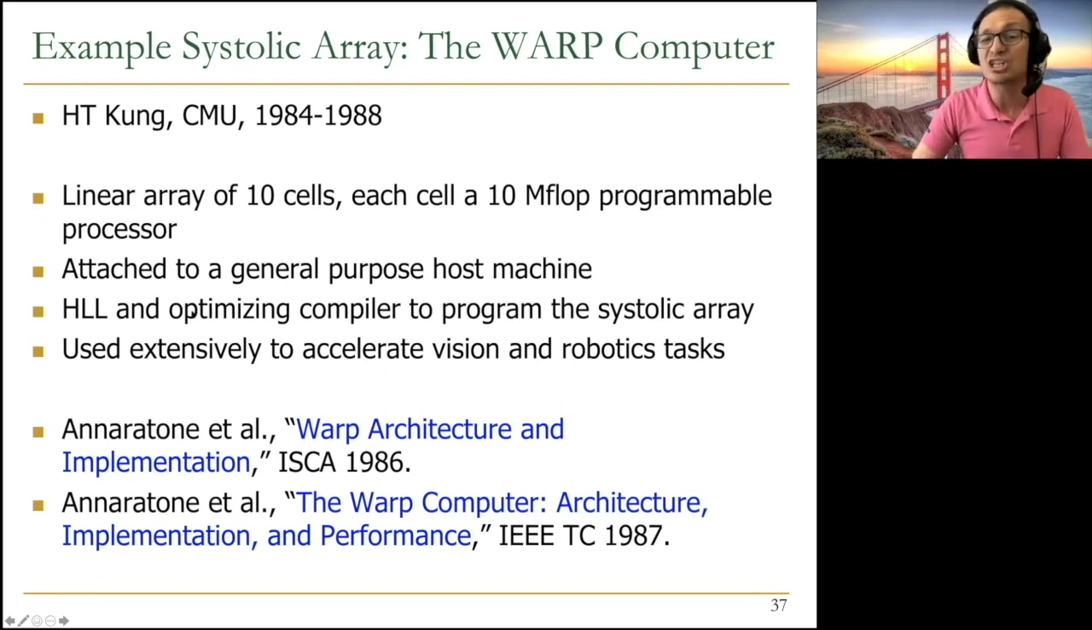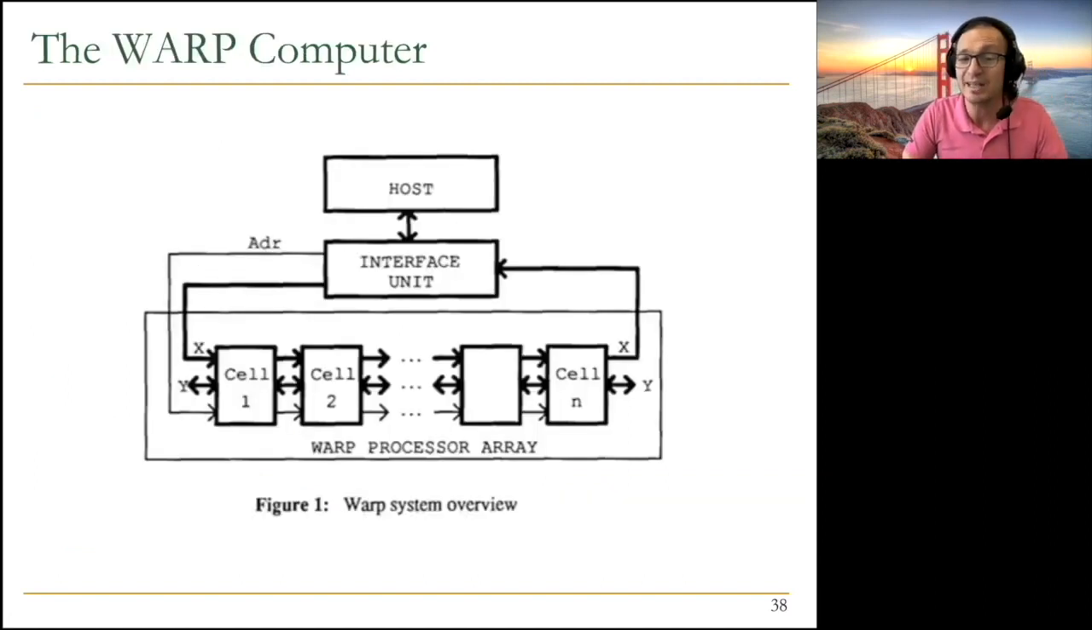So the initial vision of the systolic array that looks like this is kind of, I don't want to call it reinvented, but resurfacing right now with tensor processing units, which act as systolic array-based accelerators for machine learning tasks. And you can see that this is a simple linear array. They called this the warp processor array at the time.